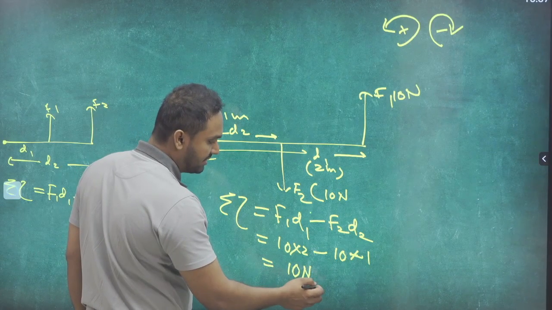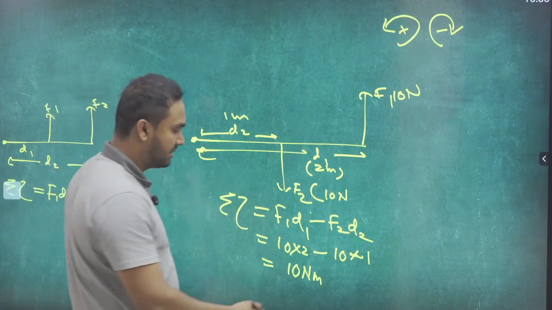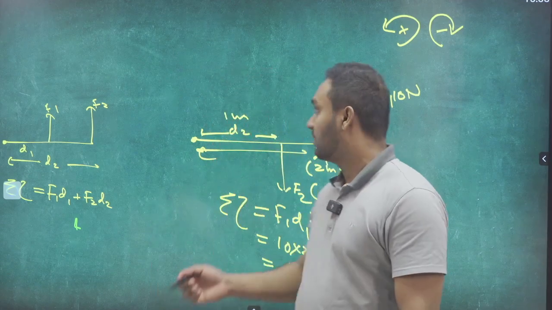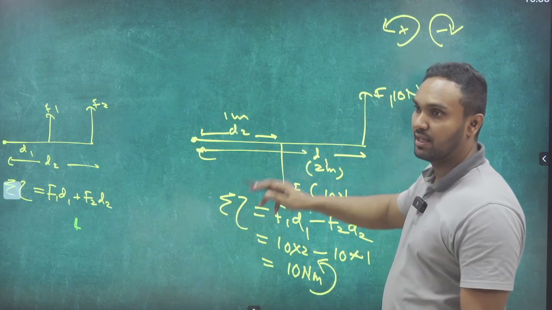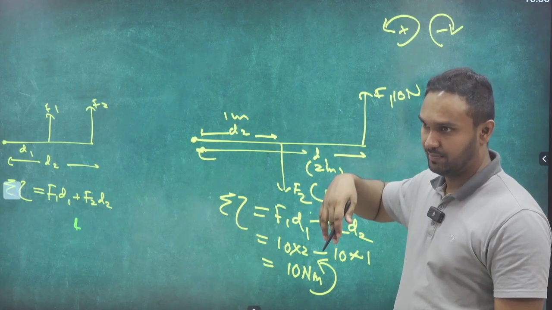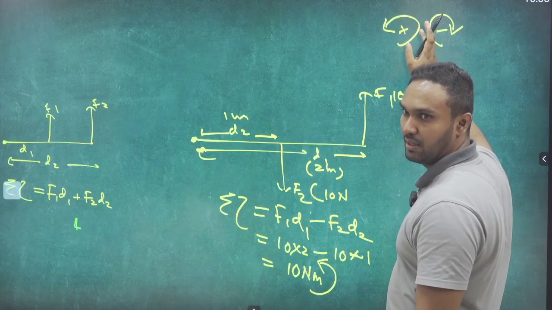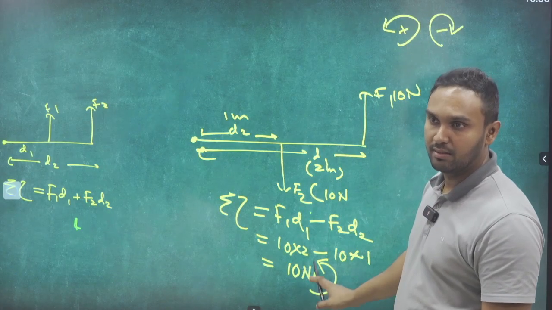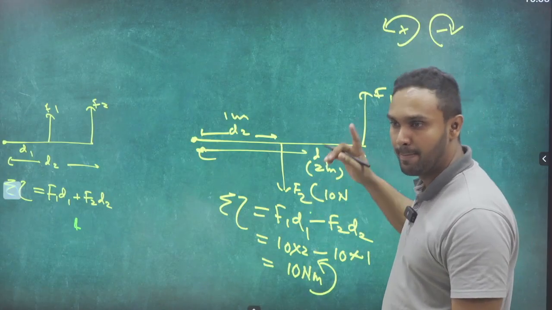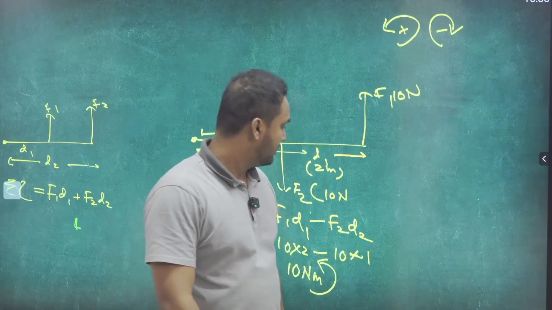So plus means the resultant will be towards the anti-clockwise direction, because if we take the anti-clockwise as plus and the resultant is plus, that means the resultant is acting towards the anti-clockwise direction. If you take the clockwise as minus and you get the answer in a minus value, that means the resultant will be rotating towards the clockwise direction, right? Simple as that. Okay, now come to the workbook.